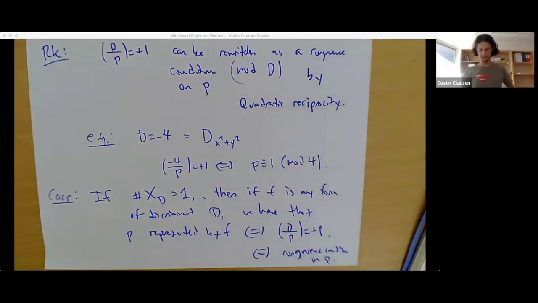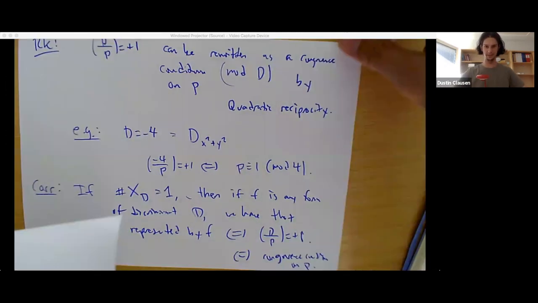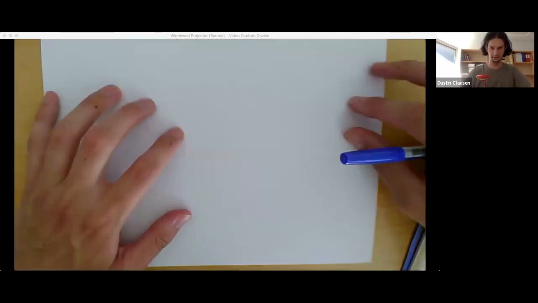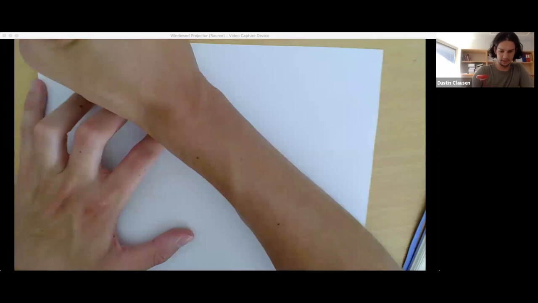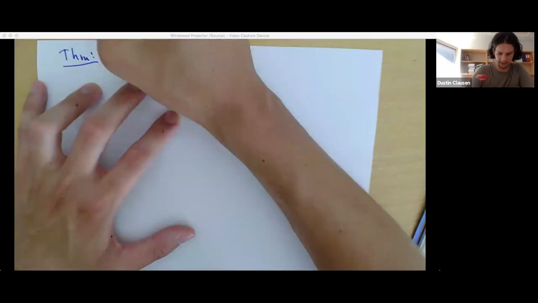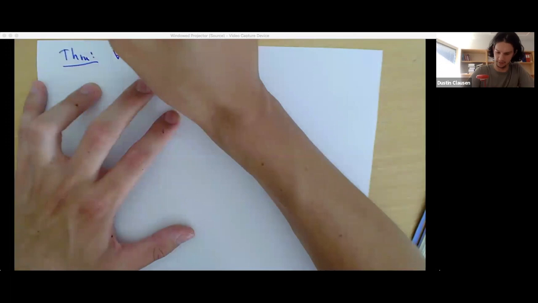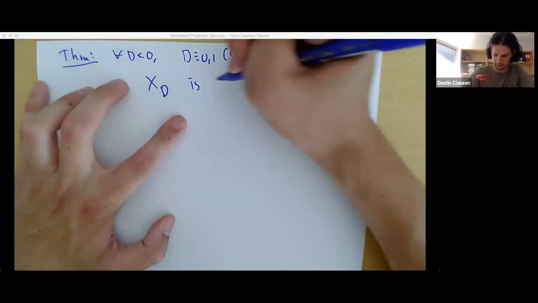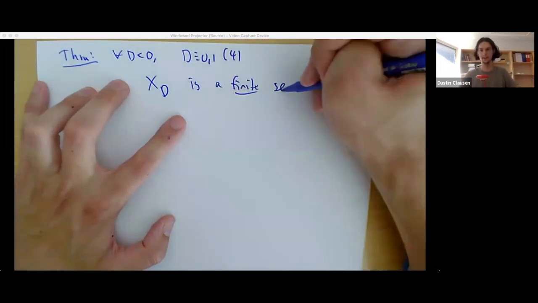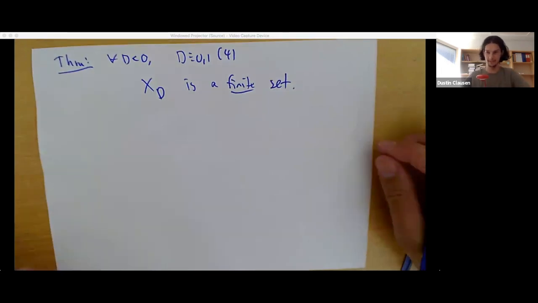But anyway, this is going to be sort of our general strategy. So now what's the main theorem about this set X_D, which we're going to prove today? For all D less than zero, well, I might as well add D congruent to 0 or 1 mod 4, although the theorem is true without that, X_D is finite. So it may not always have just one element, but it is always finite.